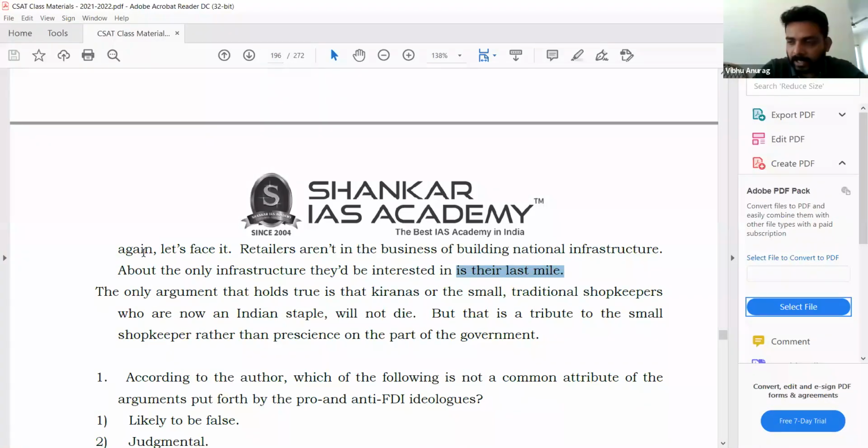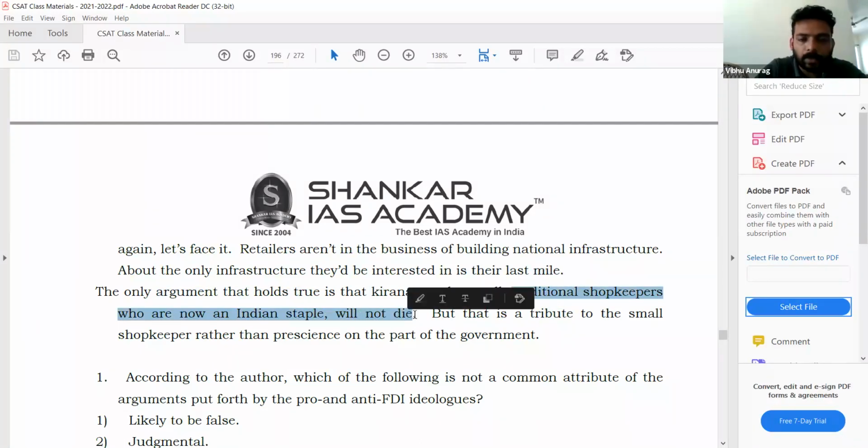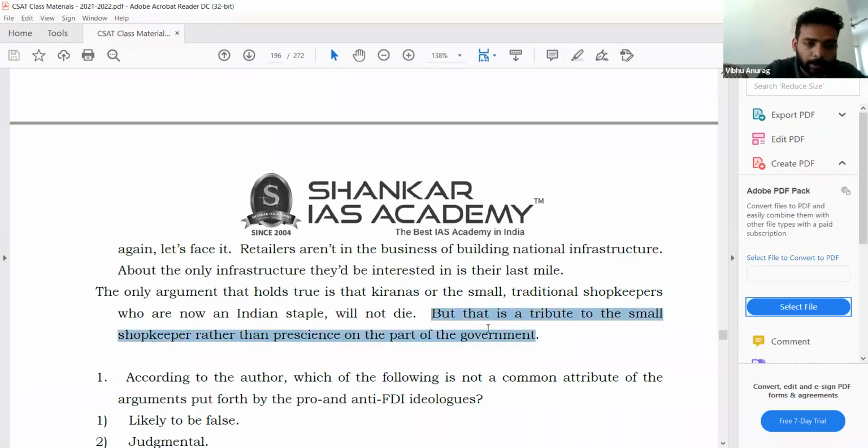So again, he's saying that retailers will not build national infrastructure for you. He says the only argument that holds true is that kiranas, or the small traditional shopkeepers who are now an Indian staple, will not die. But that is a tribute to the small shopkeeper rather than prescience on the part of the government. So the credit for that also goes to the shopkeeper.